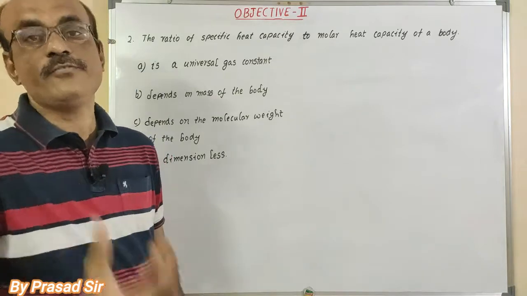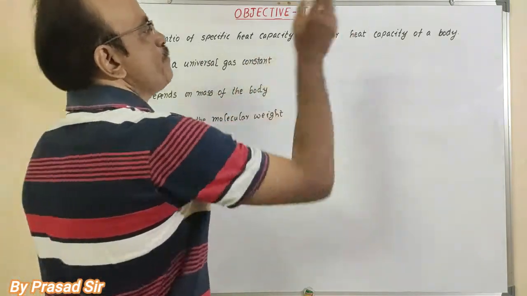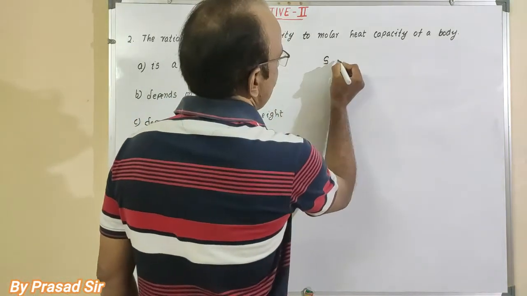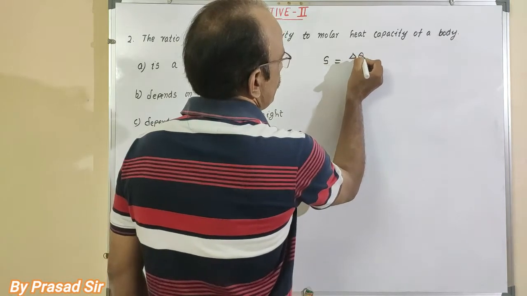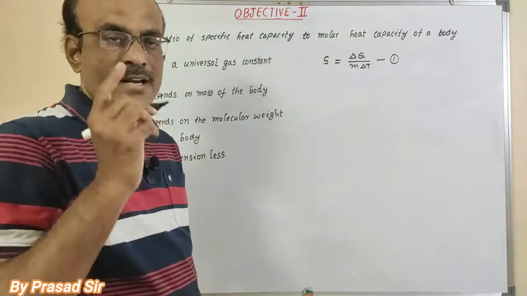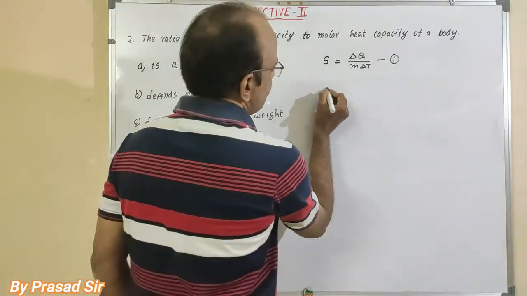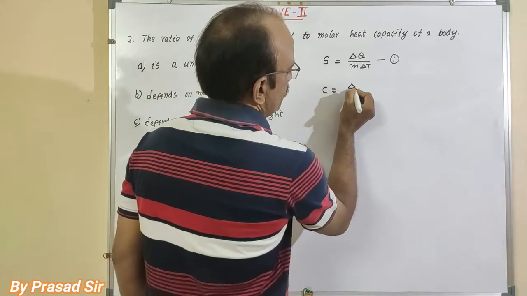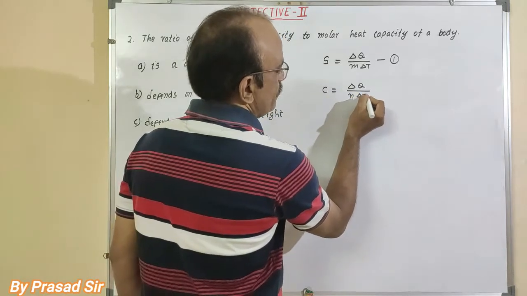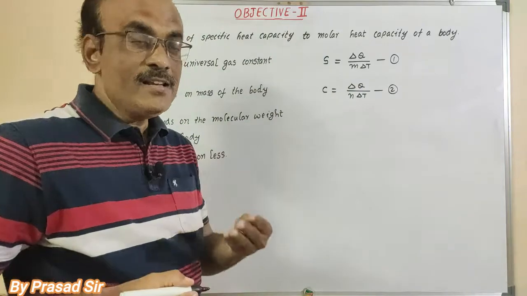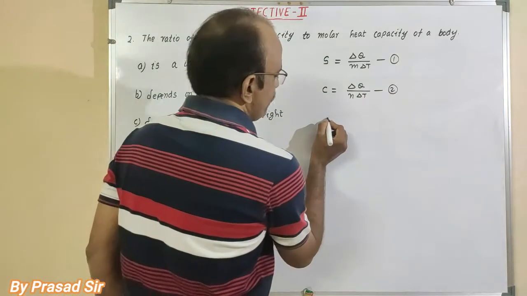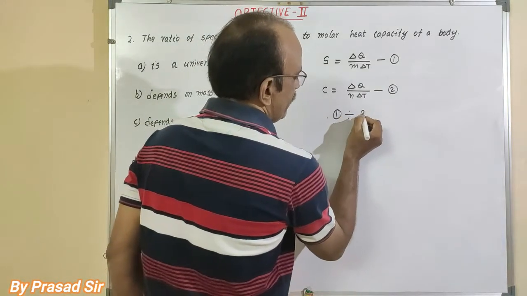To solve this one, first of all, the specific heat capacity and molar heat capacity formulas. First, specific heat capacity is represented by S is equal to delta Q divided by M into delta T. This is the first one. Next, molar heat capacity is represented by C is equal to delta Q divided by N into delta T, where N is the number of moles. This is the second equation. Here, the ratio of specific heat capacity to molar heat capacity, that means equation 1 divided by 2.